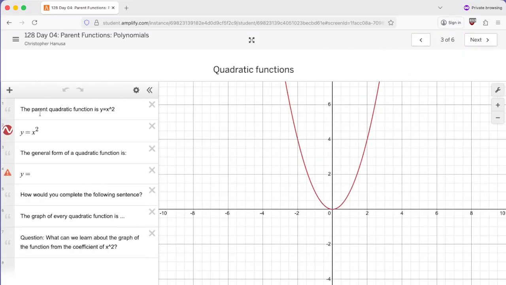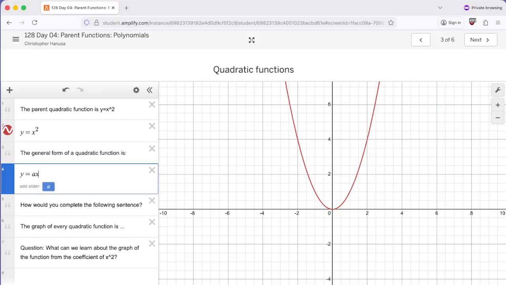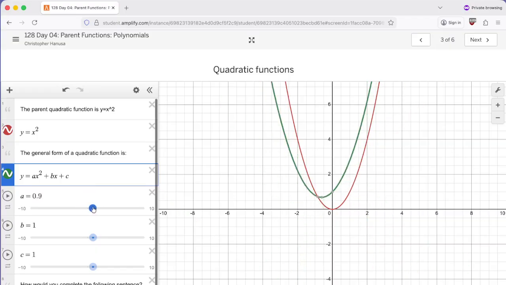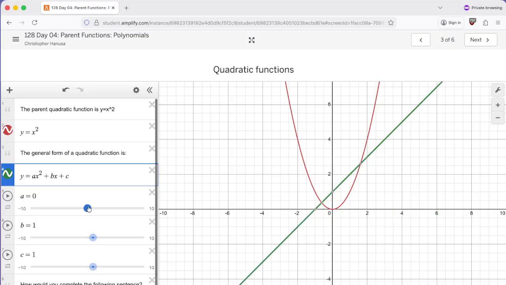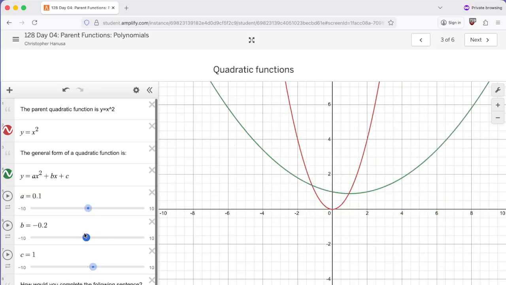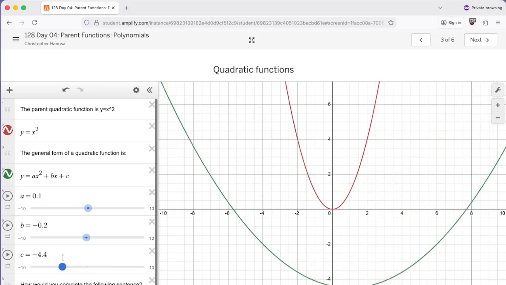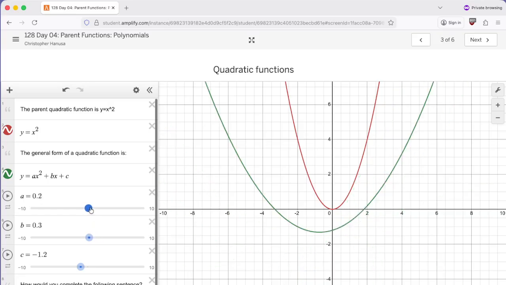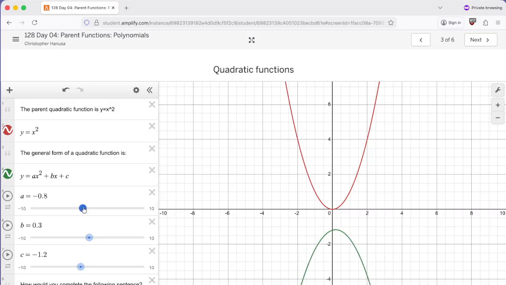All right, the parent quadratic function is y is equal to x squared. Okay, that's this shape here. The general form of a quadratic function is y is equal to ax squared plus bx plus c. We play around with what happens when we change the a, what happens when we change the b, what happens when we change the c. In all of these cases, the shape looks the same, sometimes pointing up, sometimes pointing down.